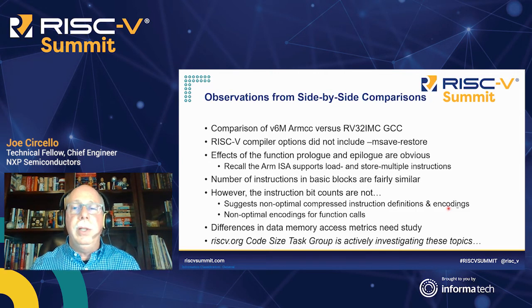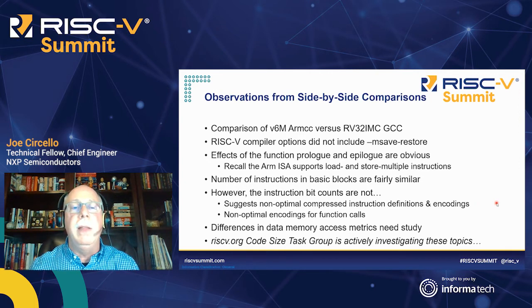So if we look at this in a little bit more detail, just some additional points here, the RISC-V options did not include the Msave Restore compiler flag as we were trying to do this side-by-side comparison. You do see the effects of the function prologue and epilogue are fairly obvious. And of course, recall that the ARM ISA supports load and store multiple register instructions. So a single instruction can save all the registers needed at function entry, and a single load multiple can restore them at exit.